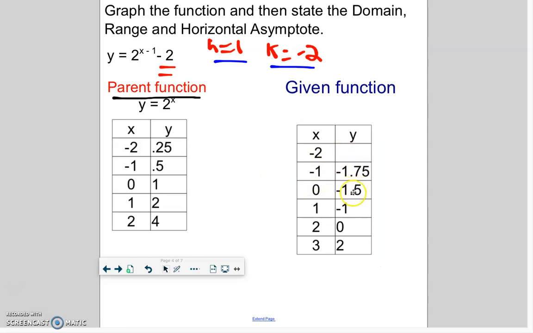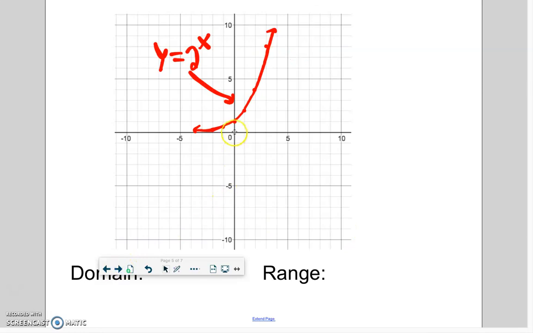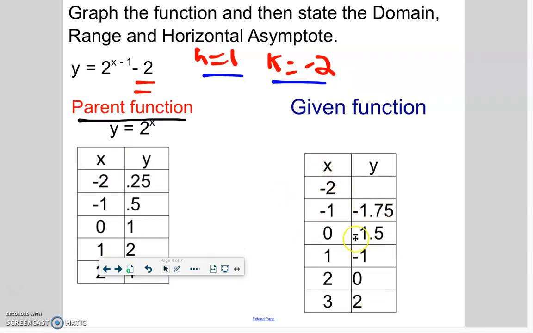And as we continue, this is going to get closer and closer to our horizontal asymptote, and this is going to get farther and farther up. So we're going to go to the next page, and we're going to plot. I don't like to do tables for plotting, so your table is always going to be your safety net. Just plug and chug numbers in, see what you get out. I like to take the transformations of 1 and negative 2.